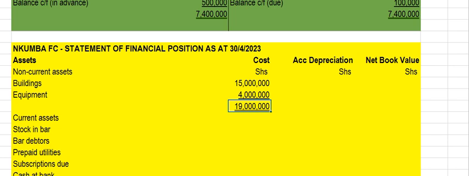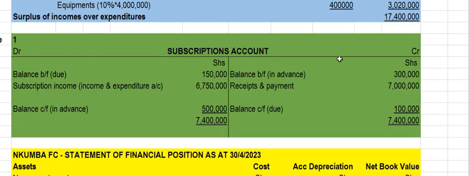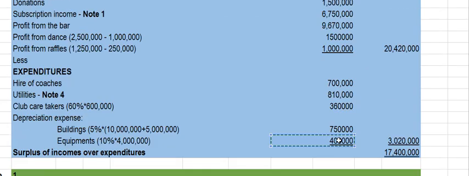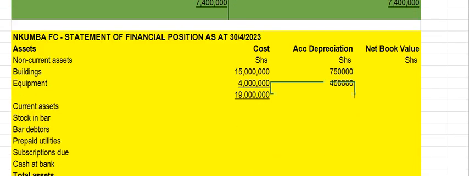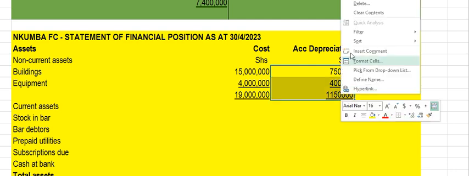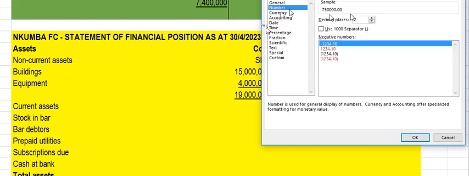The assets depreciated, so we have their depreciation, which you can get from the income and expenditure account up there. Equipment, their depreciation is 400. So total depreciation is how much? That of the building plus that of the equipment. That is your total depreciation for the non-current assets.